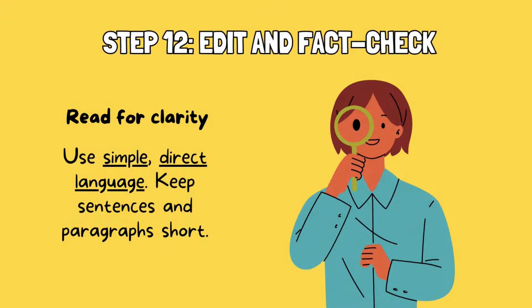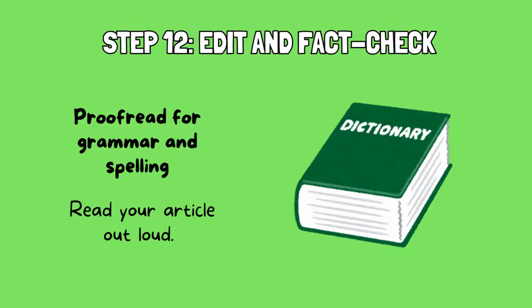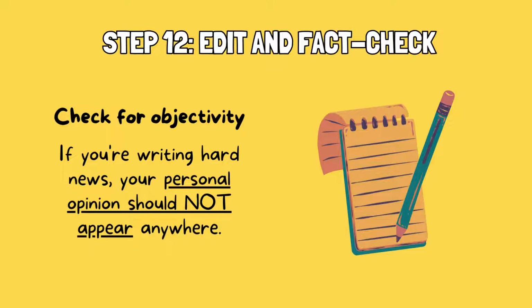Second, read for clarity. Is your article easy to understand? Use simple, direct language. Keep sentences and paragraphs short. If you're using complex terms, explain them. Third, proofread for grammar and spelling. Here's a great trick. Read your article out loud. You'll catch errors and awkward phrasing that you miss when reading silently. Fourth, check for objectivity. If you're writing hard news, your personal opinion should not appear anywhere. Stick to facts and let quotes from your sources provide color and opinion.